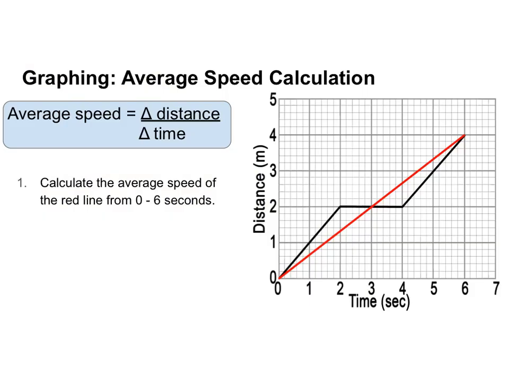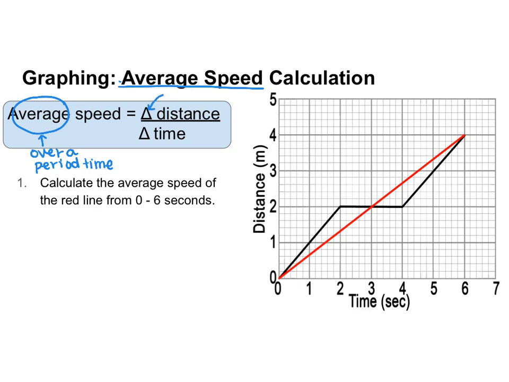Okay, so let's do some calculations with these graphs. So what we can do is calculate the average speed. So we're going to be using the same equation, distance over time. But when we talk about average, we're talking about over a period of time. So we're going to change our equation slightly. Instead of just distance divided by time, we're going to say change in distance over change in time.